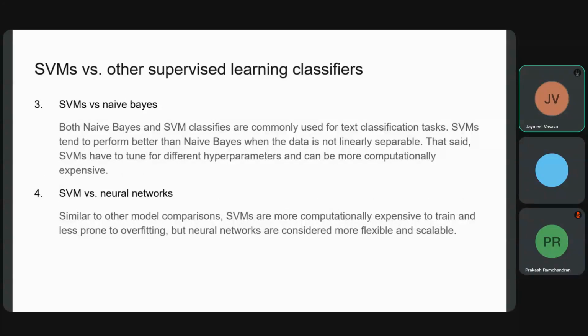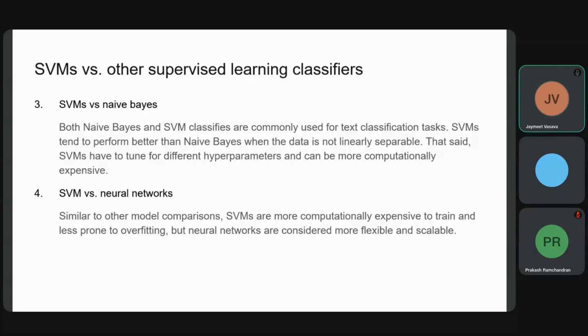Moving further with SVMs versus naive Bayes, both naive Bayes and SVMs are used for text classification tasks, and SVMs tend to perform better than naive Bayes on non-linearly separable data. But SVMs have to be tuned for different values of hyperparameters, and this can be a computationally expensive task.